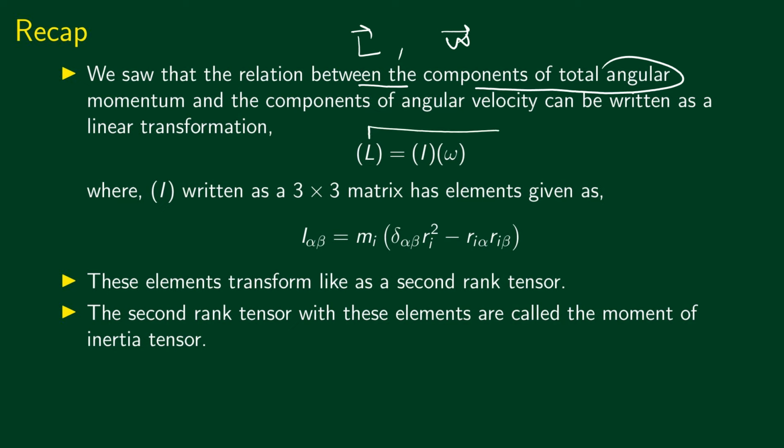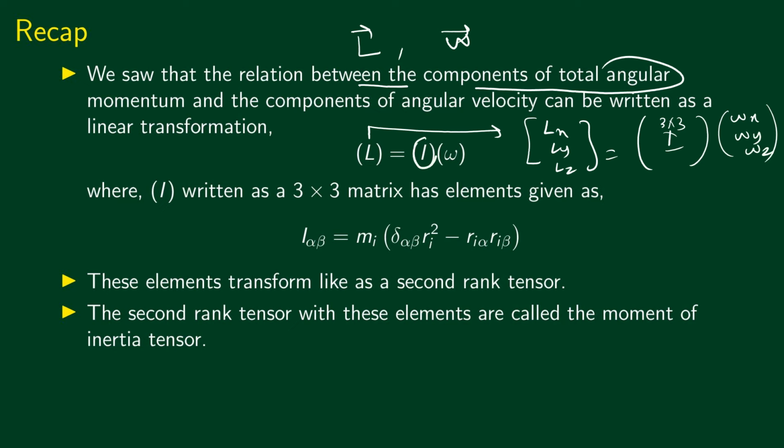You can write this as a matrix equation. Here L is a column matrix with elements Lx, Ly, Lz. I is a 3 by 3 square matrix. And omega again is a column matrix with elements omega x, omega y, and omega z. We saw that the elements of this square matrix I can be written as I alpha beta is equal to m i delta alpha beta Ri square minus Ri alpha Ri beta.